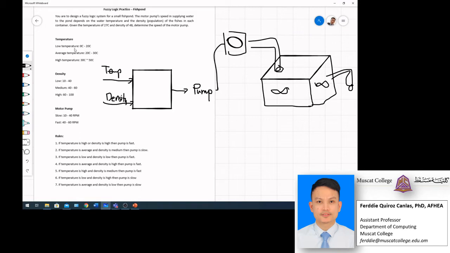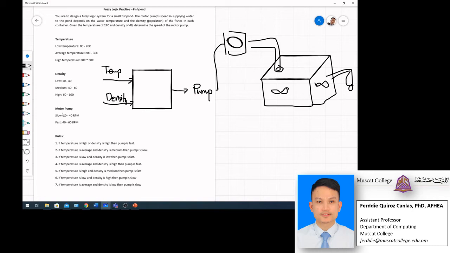Our temperature, we categorize into three. If it is 0 to 20 degrees Celsius, we categorize it as low temperature. If the water temperature is 20 degrees up to 30 degrees Celsius, we call it average temperature. If it is 30 degrees up to 50, we call it high temperature. And then density is the number of fishes. If we have 10 to 40 fishes, it's low. If it is 40 to 60, it's medium. If it is 60 to 100, it's high, for this fish pond here.